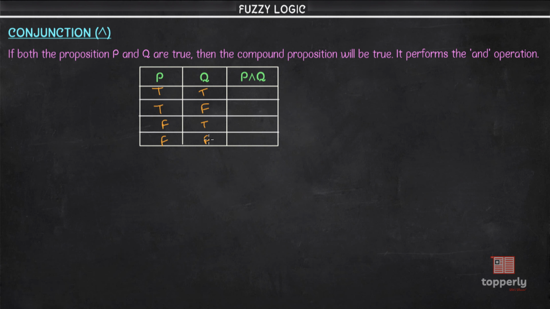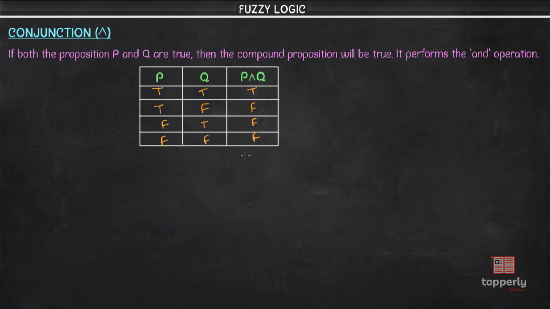Now according to this, only if both propositions P and Q are true will the compound proposition be true. So only in the first case, since both P and Q are true, we get the final statement as true. In all other cases, it will be false. So this is how you do the conjunction connective.